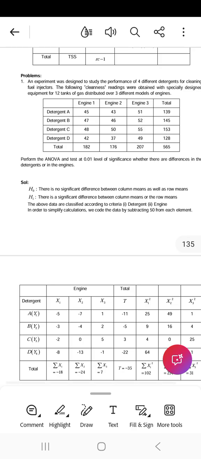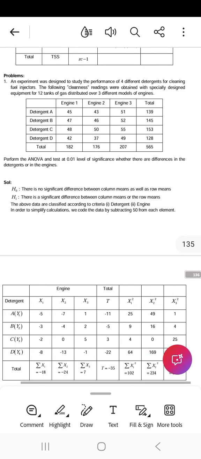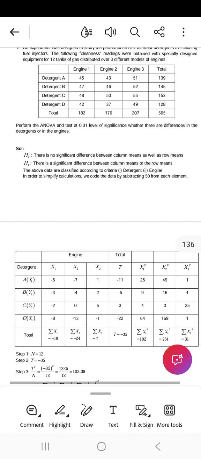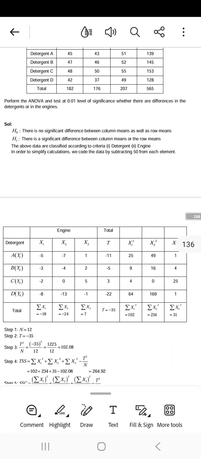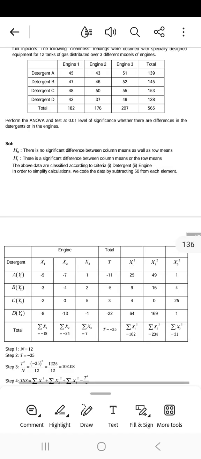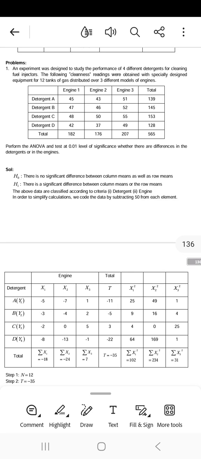So in this problem, using ANOVA, check whether there are differences in the results or in the engine readings. First, let us choose the null hypothesis H naught: there is no significant difference between the column means as well as row means. That is, performance using detergents or performance using different engines.